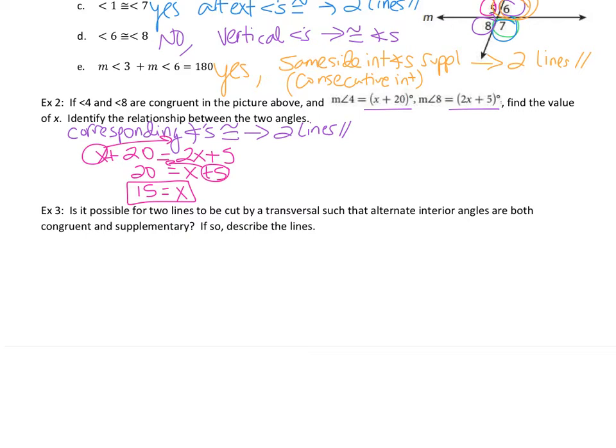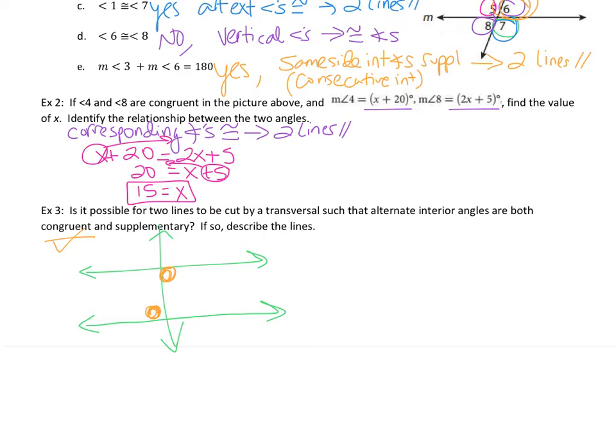Example 3 is here to make you think a little bit. So is it possible for two lines to be cut by a transversal, such as my picture right there, so that the alternate interior angles, that would be right here and right here is an example of them, are both congruent and supplementary? So automatically we already know that they are congruent, but what would make them supplementary?